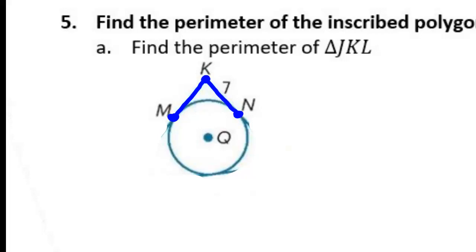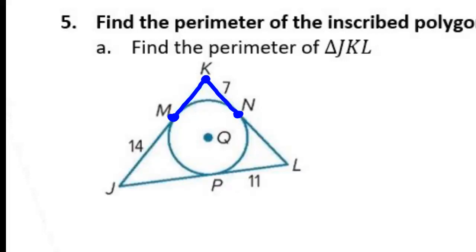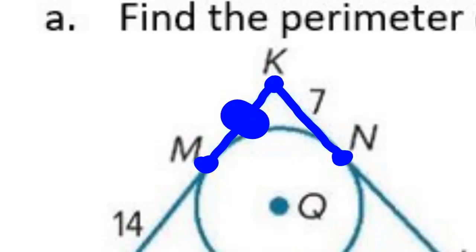That looks a whole lot like what we were just doing. That kind of has that ice cream cone look to it, right? What do we know about these two segments, KM and KN? They're congruent because they're both tangent to my circle. So I'm going to go ahead and mark them as congruent, which means KM is how big? 7. Yes.